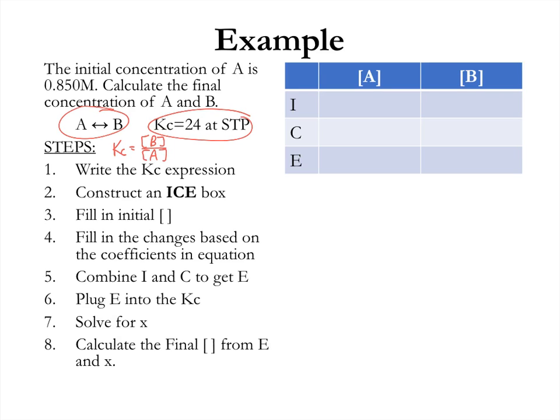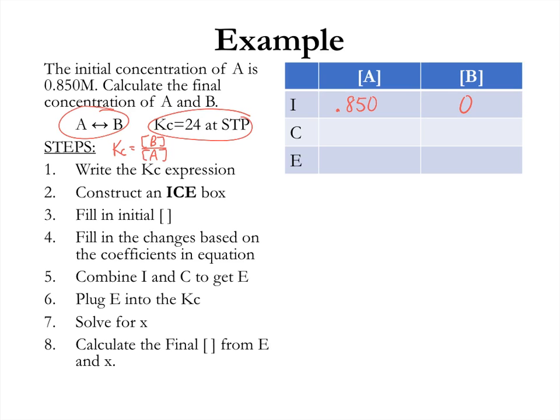So you set up this ICE table, and I stands for initial concentration, C stands for the change, which is a stoichiometric relationship from the equation, and E is going to be the concentrations at equilibrium. So we are going to start out by writing our initial concentration of A, which is 0.850. We do not have an initial concentration of B because it's 0.